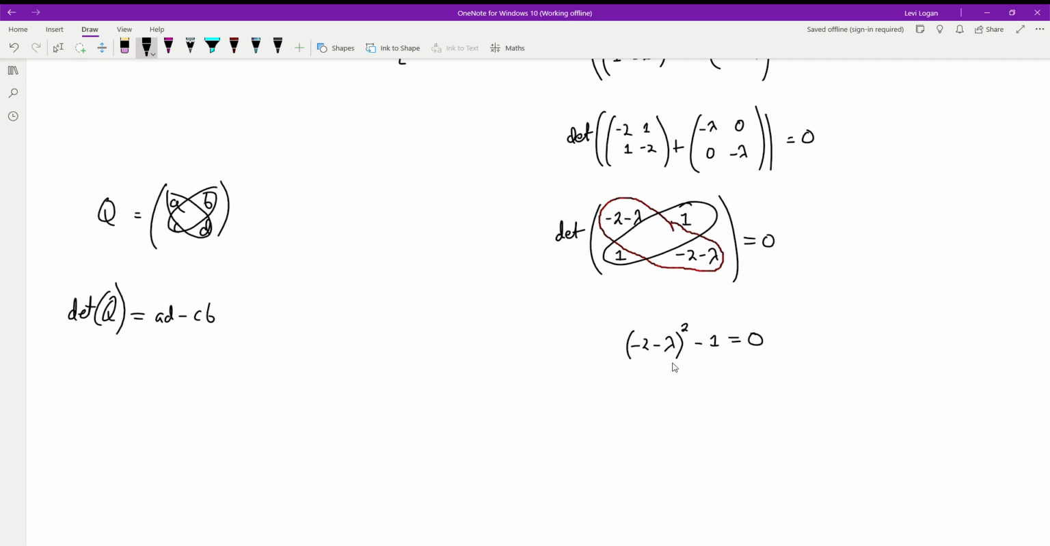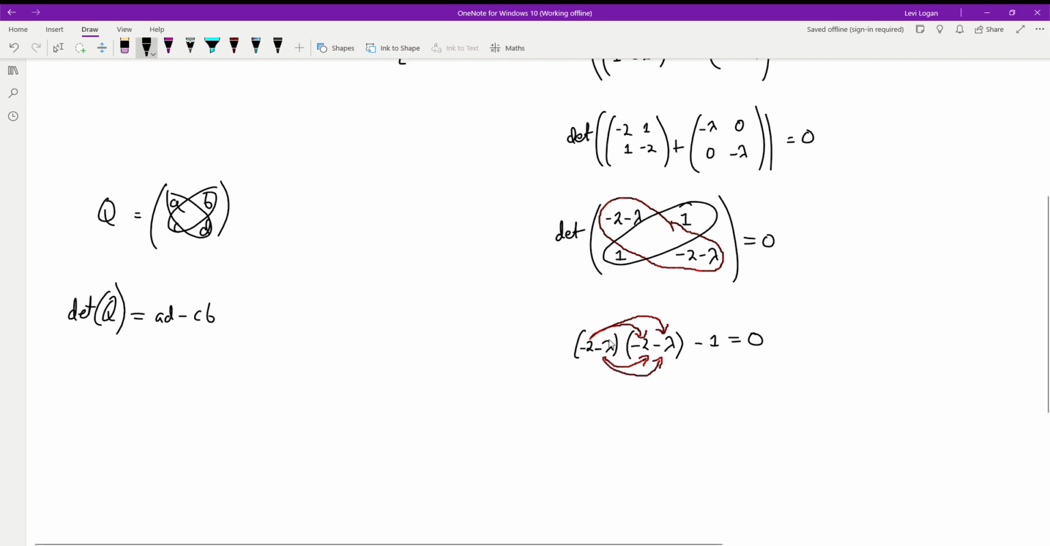Now this is pretty much a polynomial. Now we basically got to solve this. So this is going to give us a quadratic. So if I just get rid of this square again and just rewrite it like we had it before, we're going to do the FOIL method now. So first, outer, inner, last. So we're going to multiply -2 by -2. Then we're going to multiply -2 by negative lambda. Then negative lambda by -2. And then negative lambda by negative lambda.